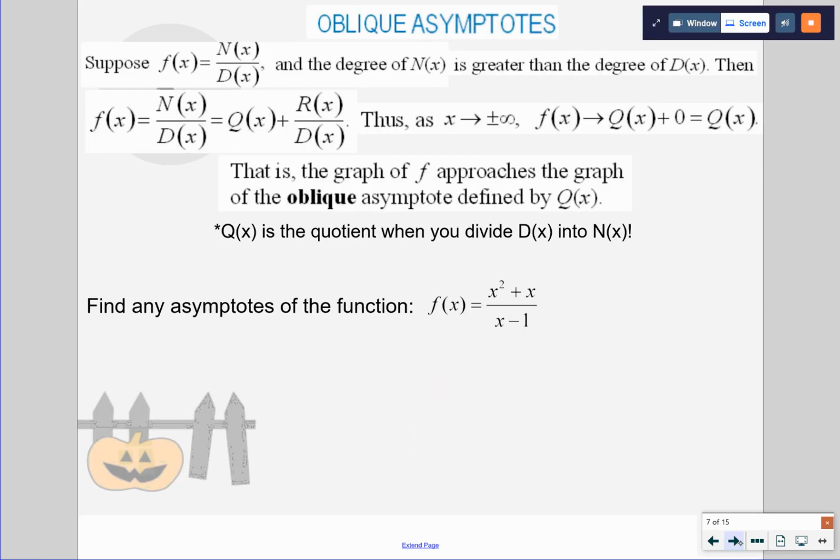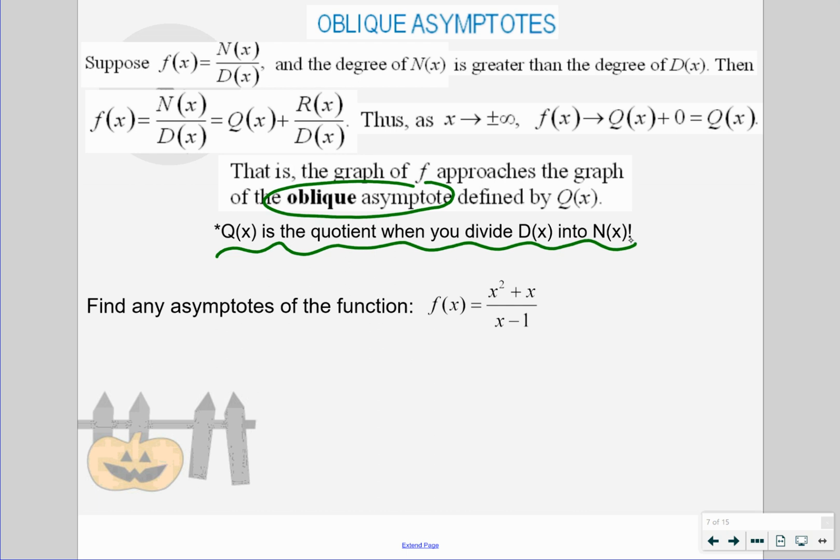How do we find an oblique asymptote? So let's say it's that case where the degree of the numerator is bigger than the degree of the denominator. That means you can actually divide the rational function and simplify it a little bit. So that's actually how we find oblique asymptotes. To get an oblique asymptote, we are going to divide, and the quotient that you get when you divide the numerator by the denominator is going to be the oblique asymptote. Okay. You can either use synthetic or long division.